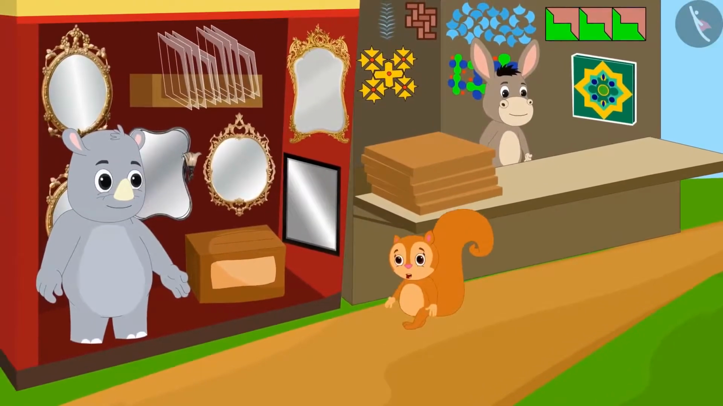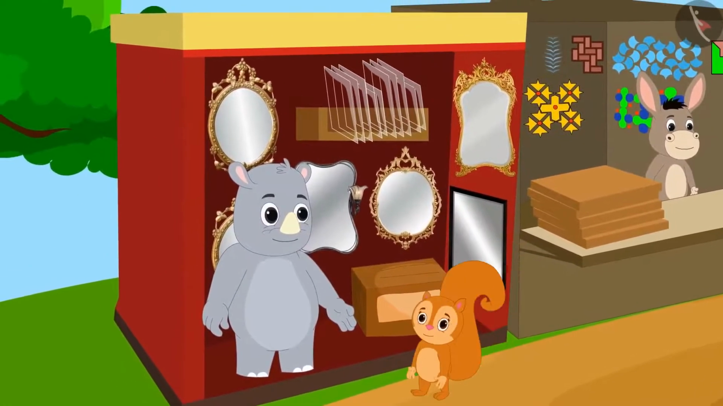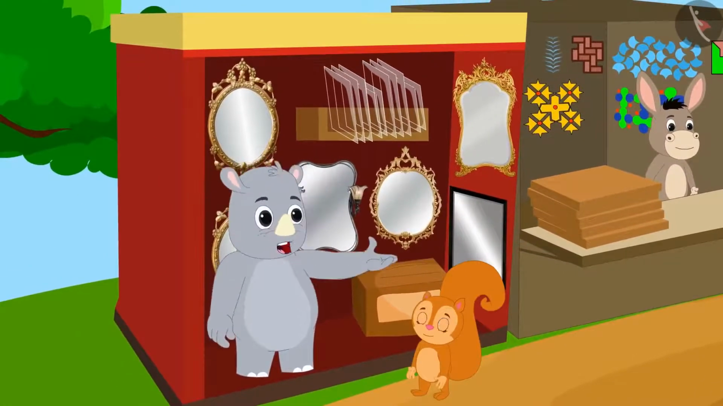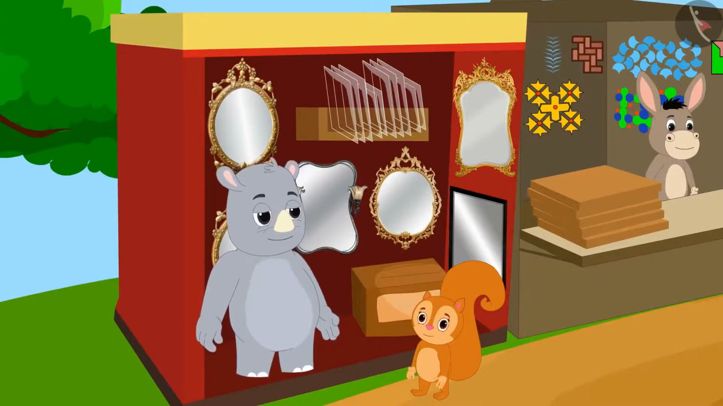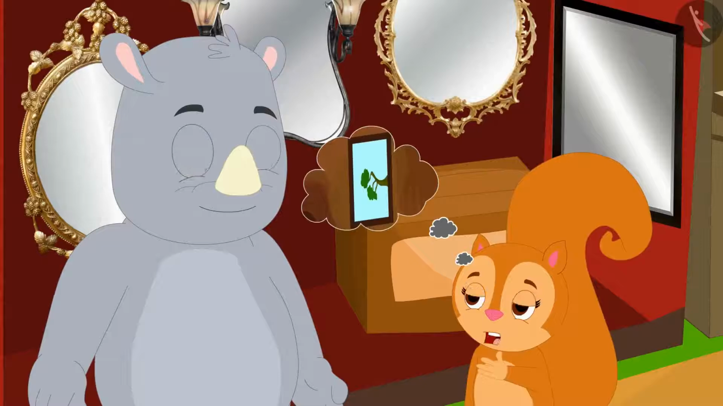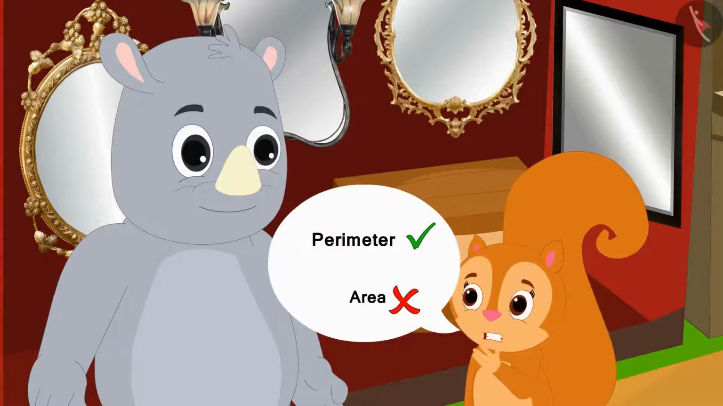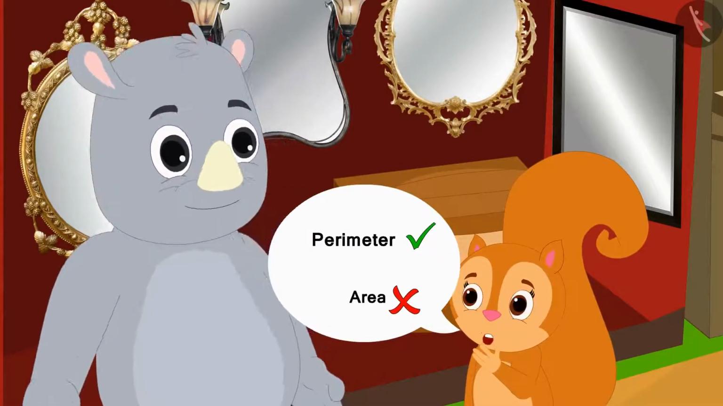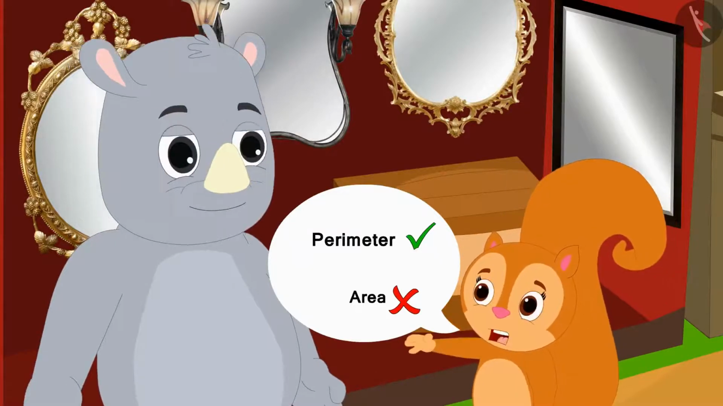While thinking this, Chanda reached Gaggu's mirror shop. Chanda, why do you look so upset? Gaggu asked Chanda. Gaggu, I want to buy a glass for my rectangle-shaped window. I remember the perimeter of the frame of my window and also the length of the window. But I do not know the area of glass I need for the window.